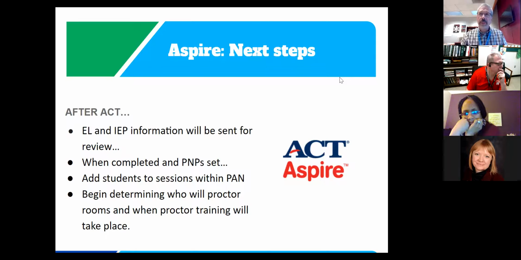Again, students with IEPs and similar personal needs profiles are best put together so that if they have, for instance, time and a half or breaks as needed as their accommodation, then they should be in a similar room with other students with the same accommodation. So once you have sessions figured out, as far as where you have students, how many, then you're going to need to figure out who will proctor those assessments. And that's when proctor training will take place.